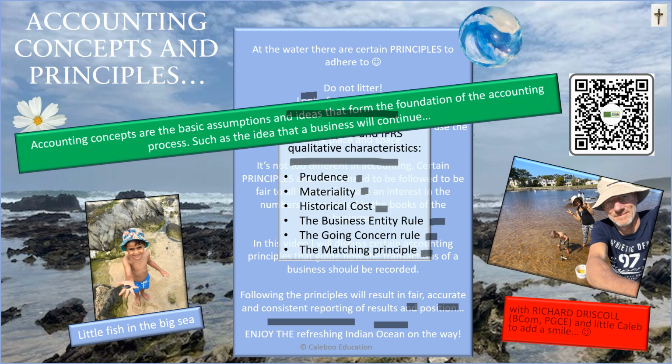Before we move on, I just want to explain what a concept is. An accounting concept is the ideas and assumptions that are made when it comes to accounting. A typical idea or assumption: if you start up a business, the business will continue. You're not thinking the business is going to go into liquidation. We record financial information assuming the business will keep going. Now, a principle which governs that idea is the going concern rule.